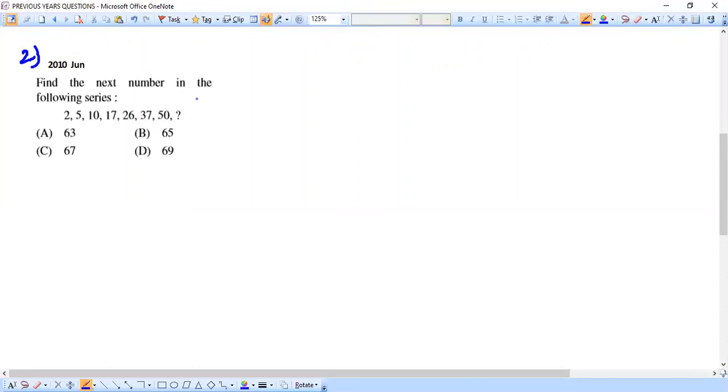So here we have the sequence 2, 5, 10 and so on. Let me write it: 2, then 5, then 10, 17, and then 26, 37, 50. So this list contains many numbers, and finally, a question mark. Again, the same kind of question: what is the next number in the following series? This is our question.